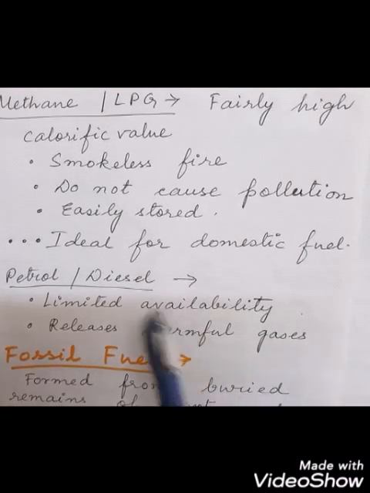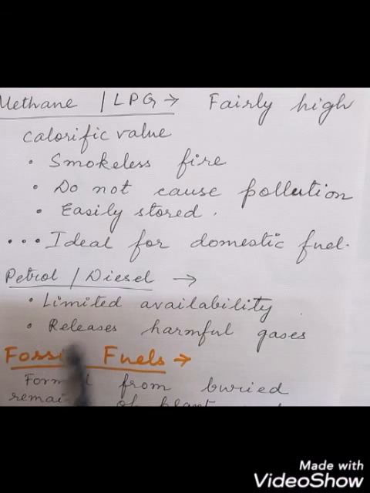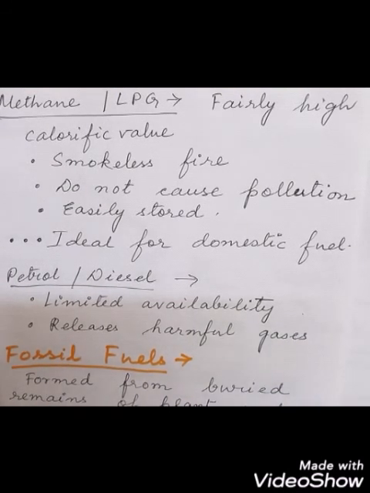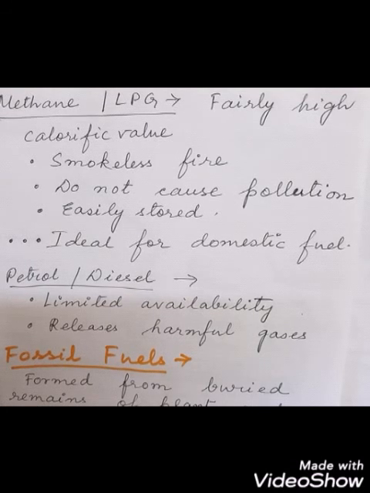The next type of fuel is petrol and diesel, which have the disadvantage of limited availability, and they always release harmful gases. So they are used mainly in automobiles. These are the three types of fuel that we have discussed: hydrogen, methane and LPG, and petrol and diesel.